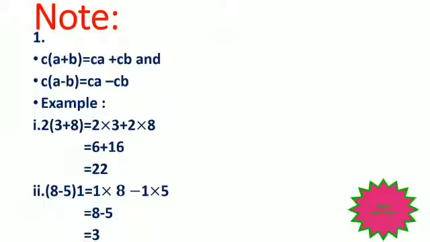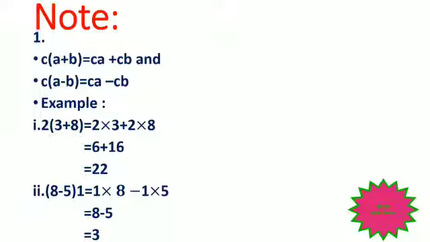Note. So small note that we need to check now. C into A plus B is equals to CA plus CB, and C into A minus B is equals to CA minus CB. And we have an example for each. First example is for C into A plus B is equals to CA plus CB.